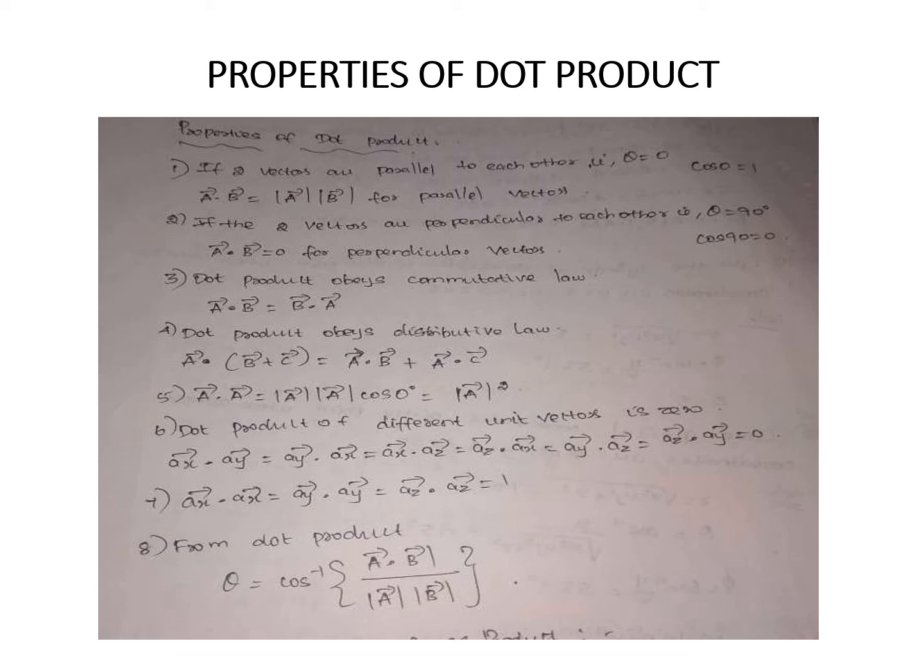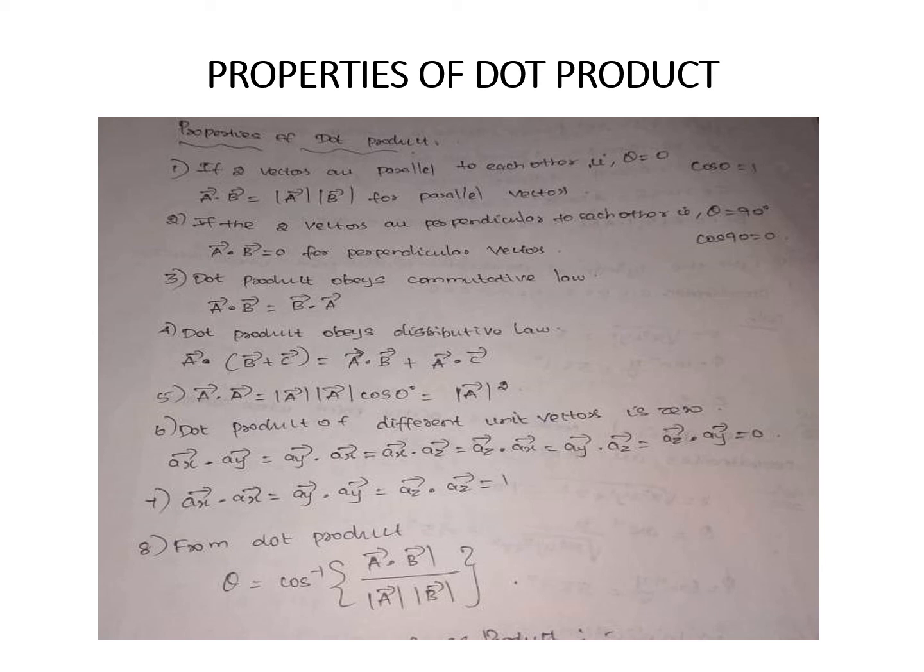Sixth one is the dot product of different unit vectors is 0. Ax dot Ay is equal to Ay dot Ax equal to 0, because the angle between the x-axis and y-axis is equal to 90 degrees, and cos 90 is equal to 0. So these are two perpendicular vectors, and we will get 0.